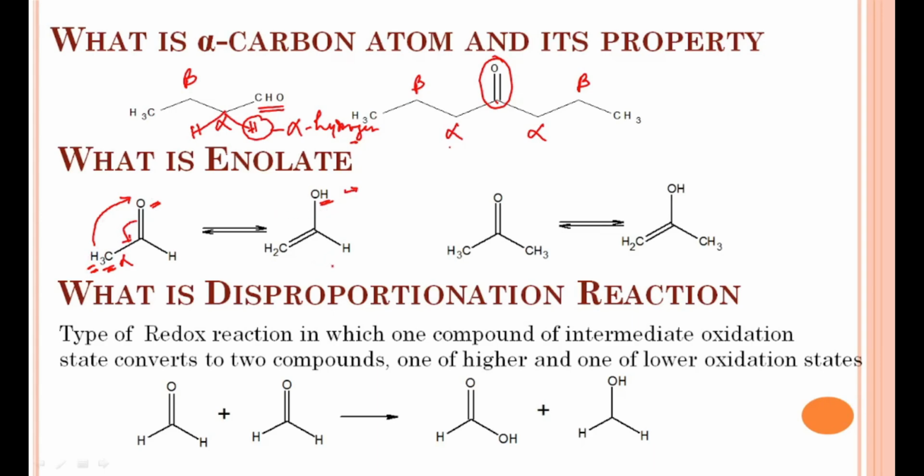This is actually called enolate. Similarly, it also occurs in ketones. This is an aldehyde and this is a ketone. So both aldehydes and ketones show the formation of enolate.